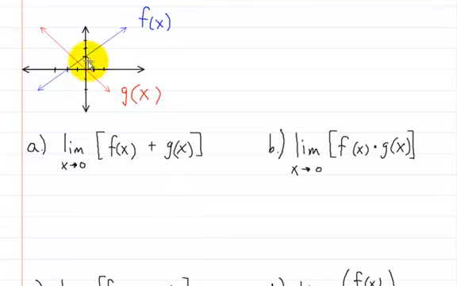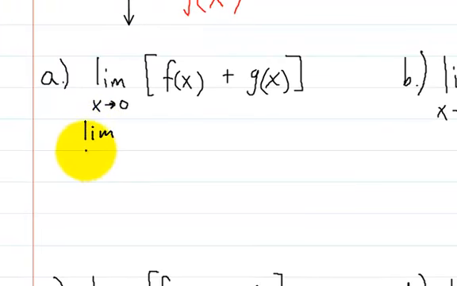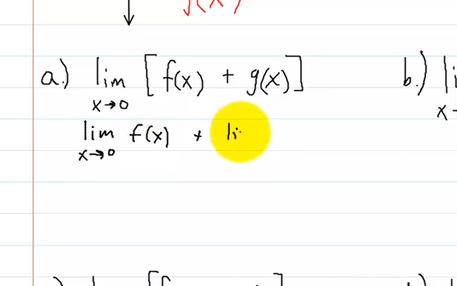Here I have the function f of x, which is blue, and another function which is g of x in red. First let's use the addition law. Here's the limit of f of x plus g of x as x approaches 0. This can be split up. You can split this up by doing the limit as x approaches 0 of f of x plus the limit of g of x as x approaches 0.